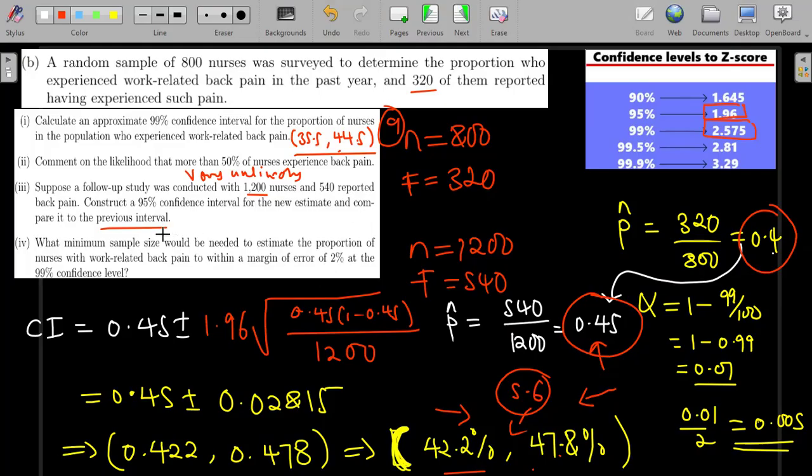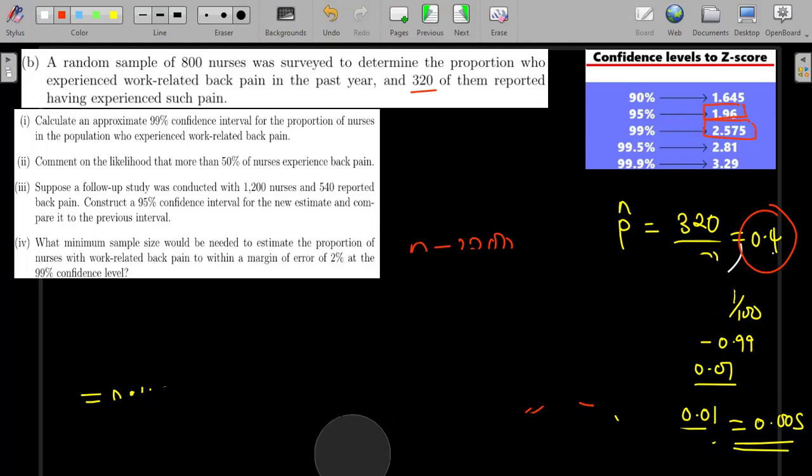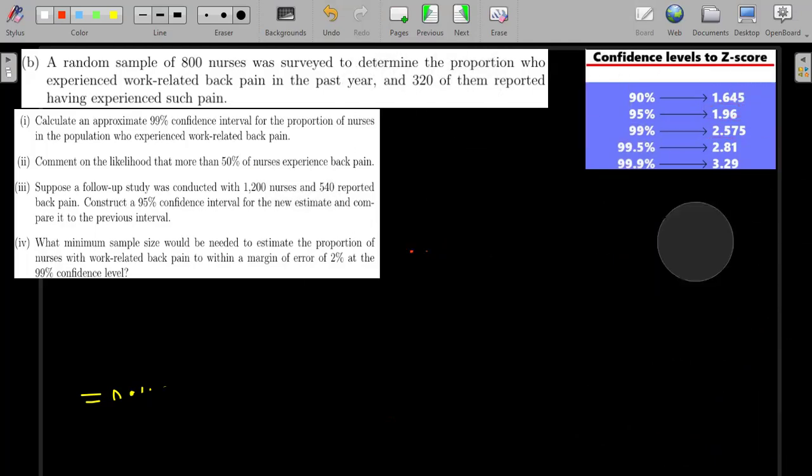All right, so that is that on part 3. And now let's look at part 4. Here you just have to know a lot of formulas. So part 4, they're asking what minimum sample size would be needed to estimate the proportion of the nurses with work related back pain to within a margin of 2% at 99% confidence. So there we're just going to use this formula.